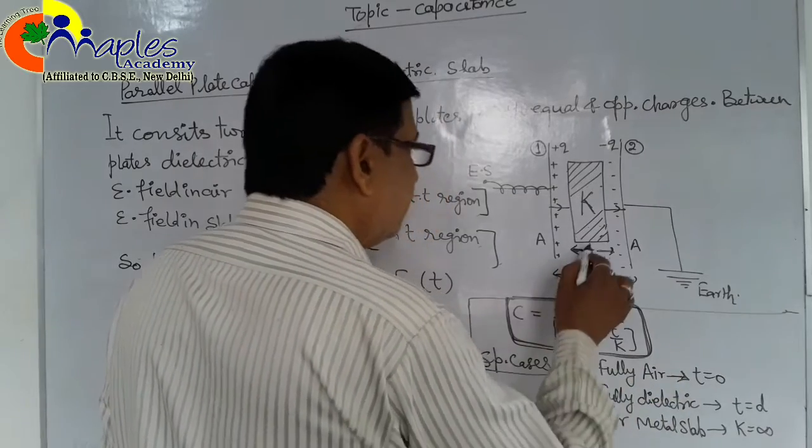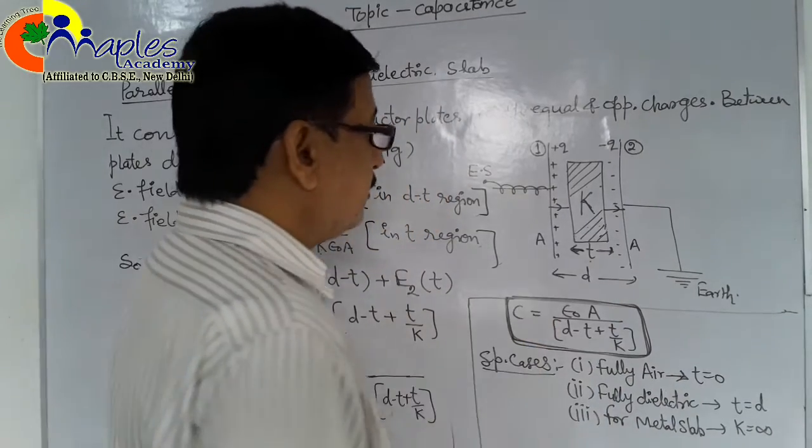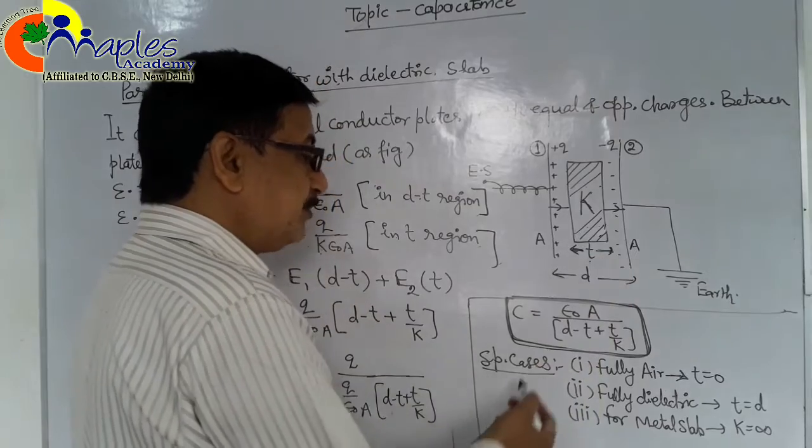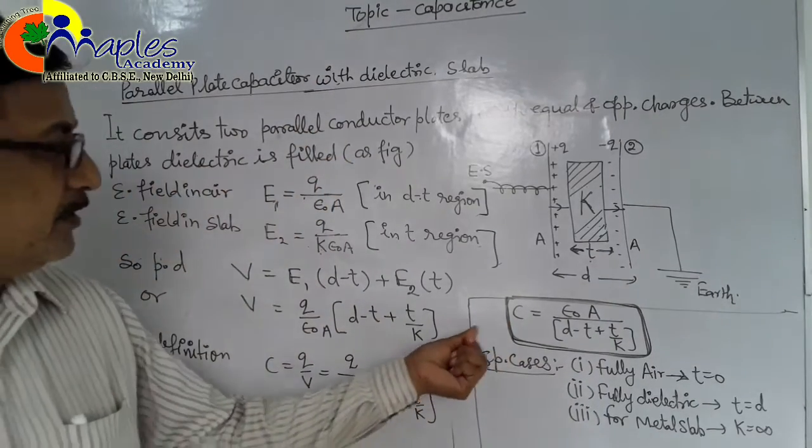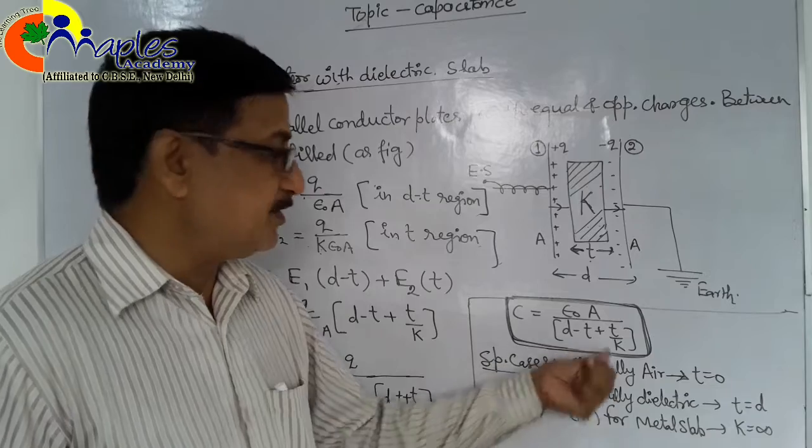So when a dielectric slab is placed between the plates, the capacitance will be epsilon naught A upon D minus T plus T upon K.